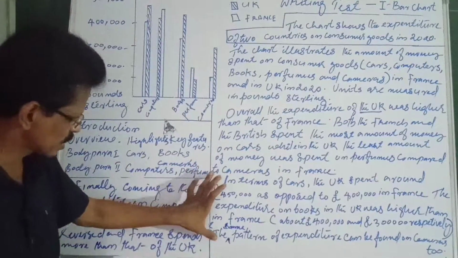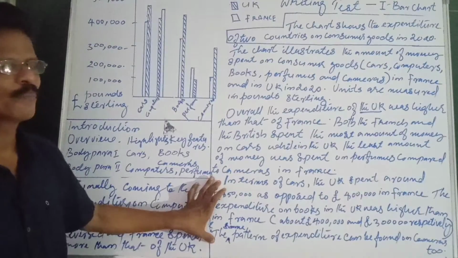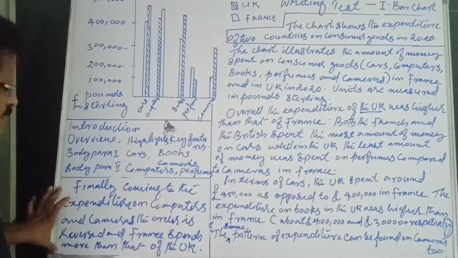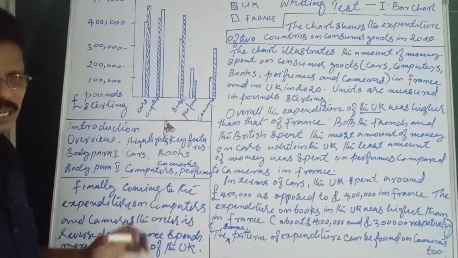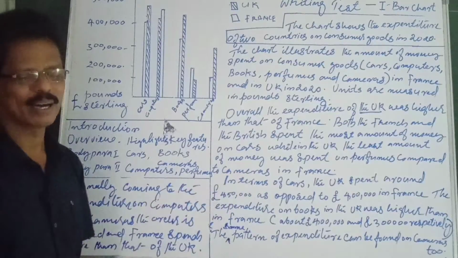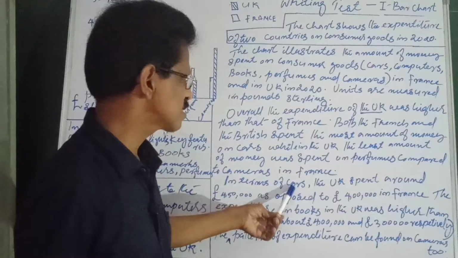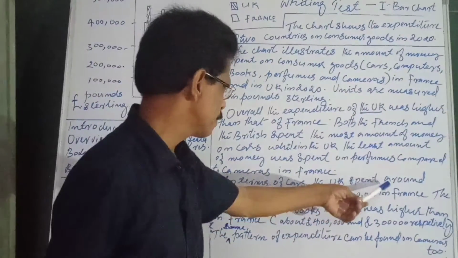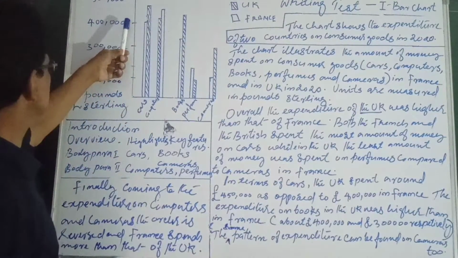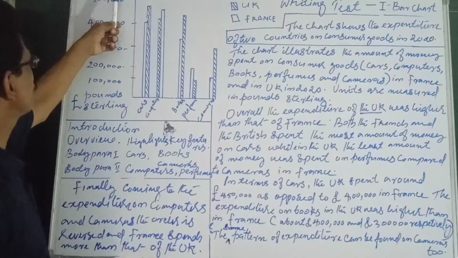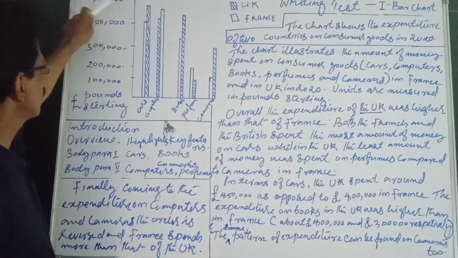So here we deal with items where the UK spends more money. Here we list items where France spends more money. And we say overall expenditure is more for the UK than that of France. See the answer. In terms of cars, the UK spent around 450 pounds. See, 500,000, 400,000. In the middle it comes, meaning 450.